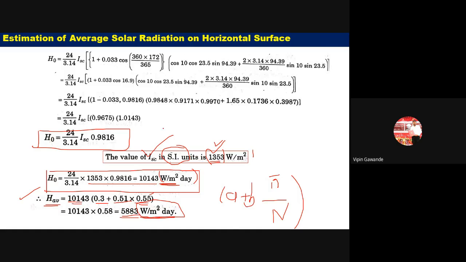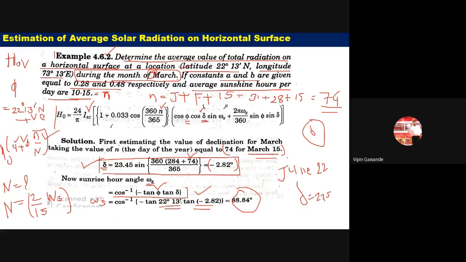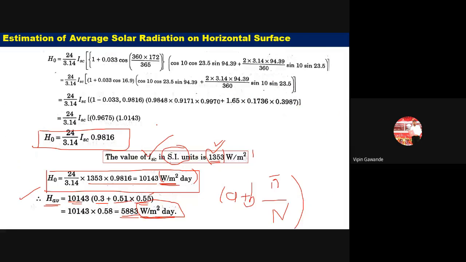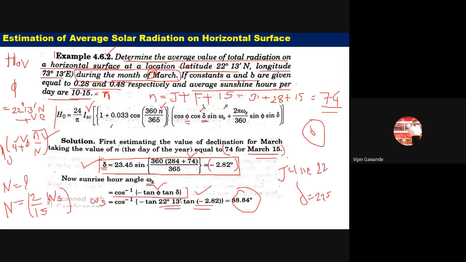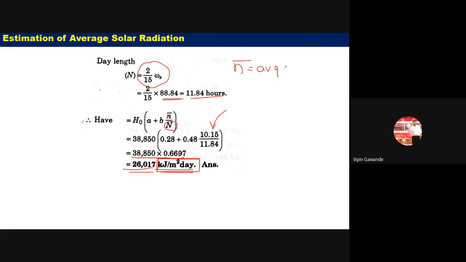So this is the calculation of average solar radiation on a horizontal surface. You have to remember these two things. n bar is the average sunshine hours per day, which is given here. And what is capital N? This is the day length.